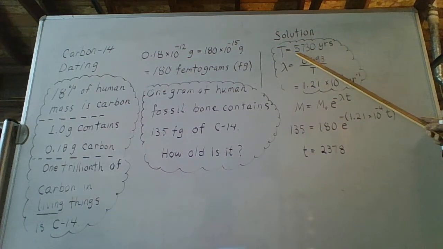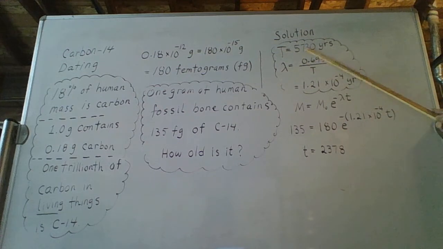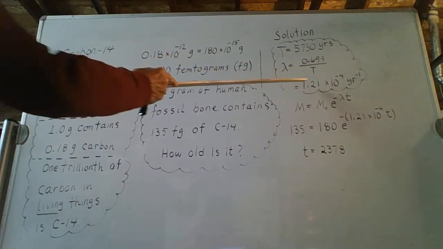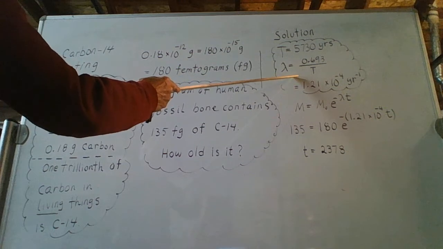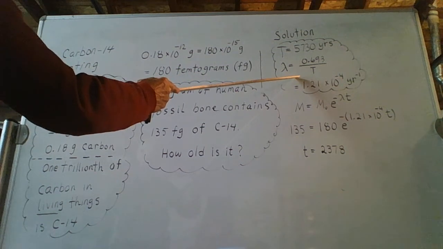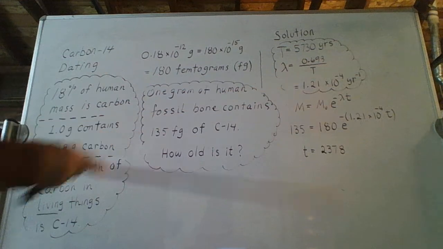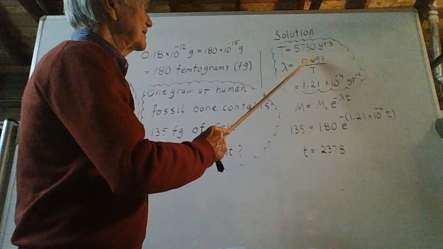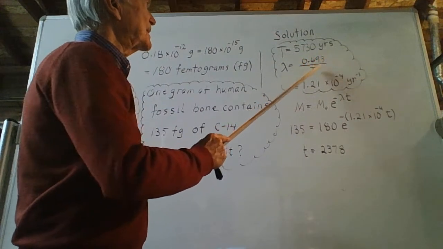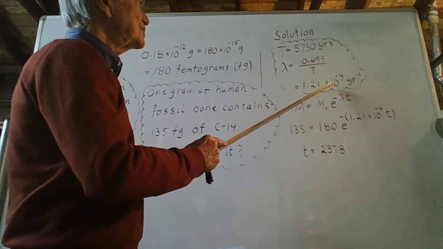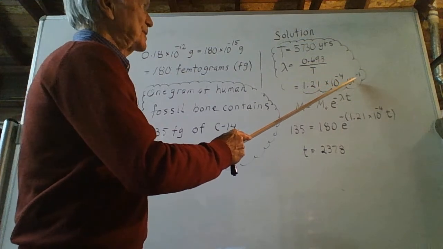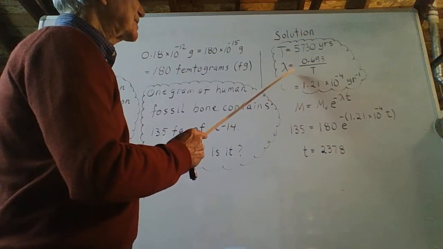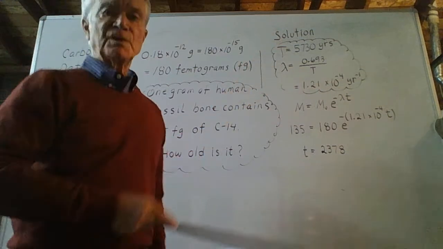The half-life of carbon-14 is 5,730 years. In the previous video lecture, I described how to calculate the so-called decay constant. It's part of the exponential decay equation. We calculate lambda by dividing 0.693 by the half-life, and this is what you get in inverse year units for the decay constant for carbon-14.